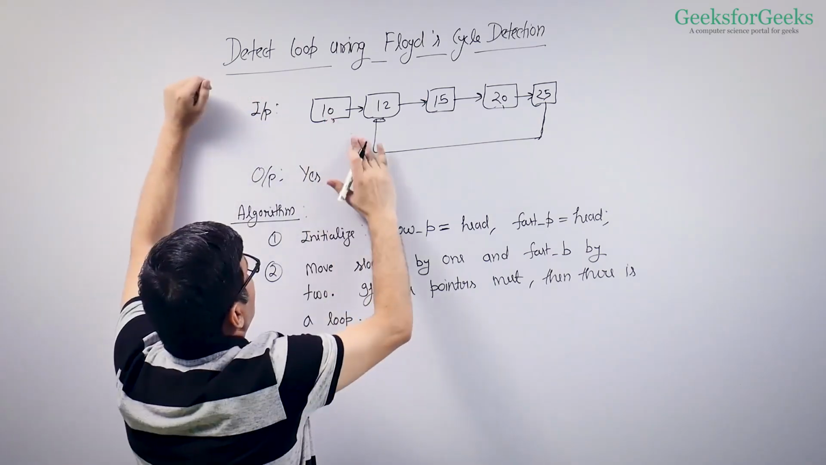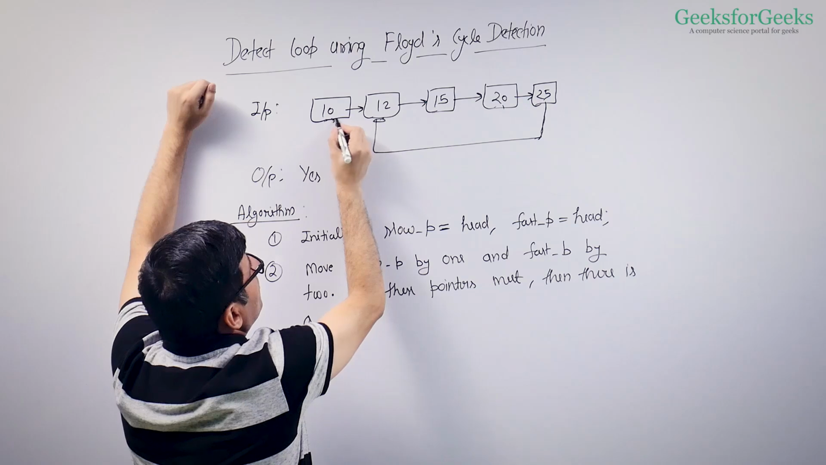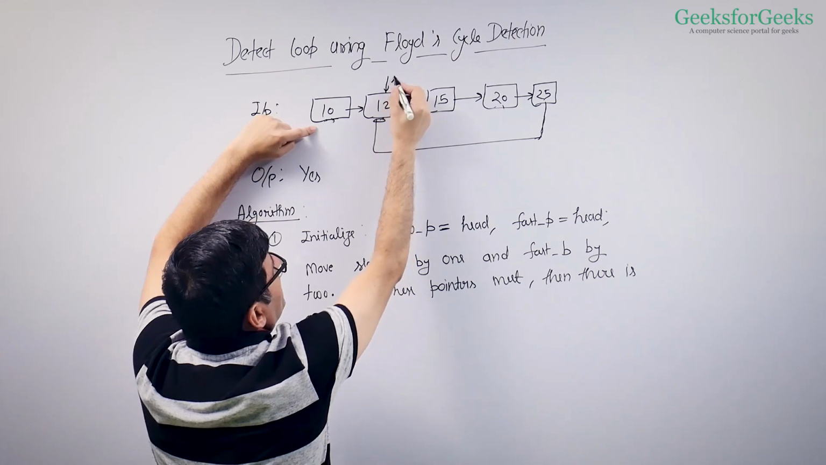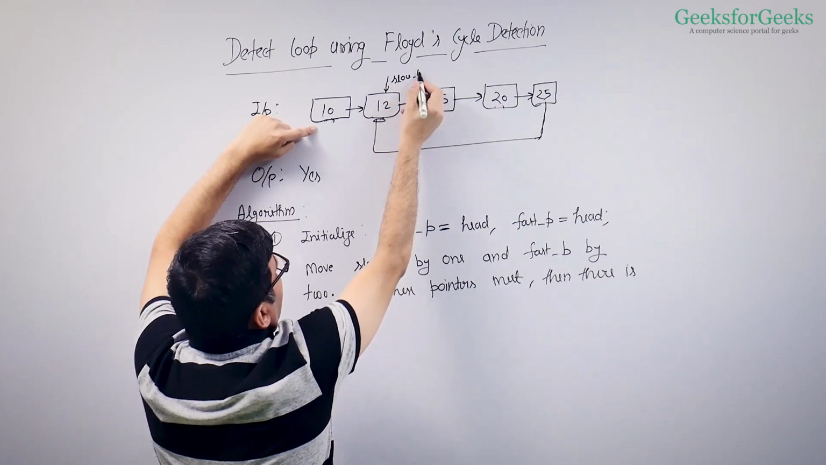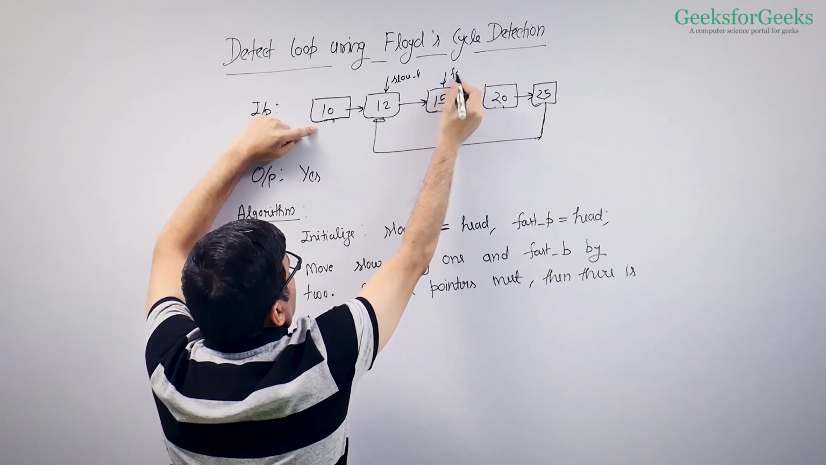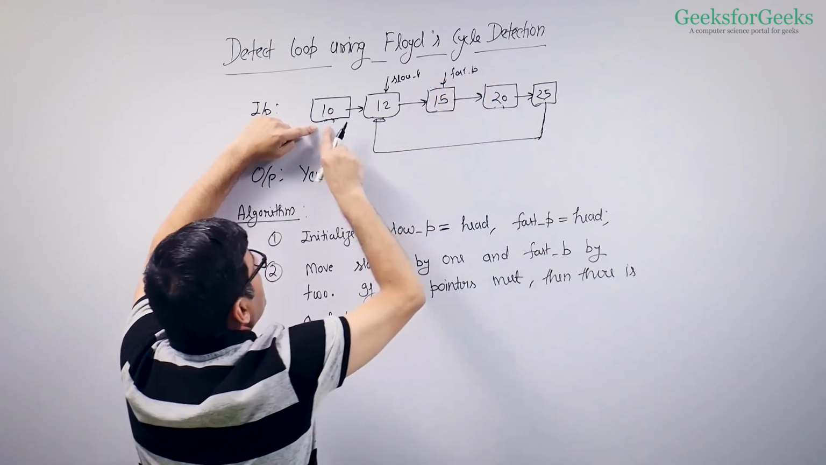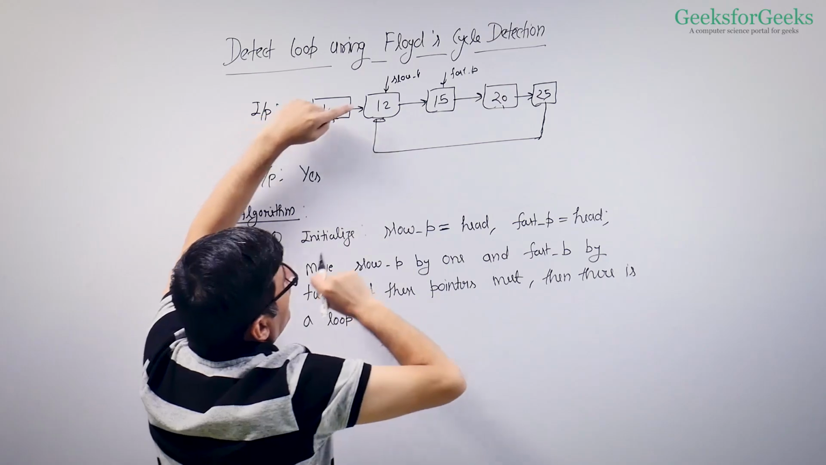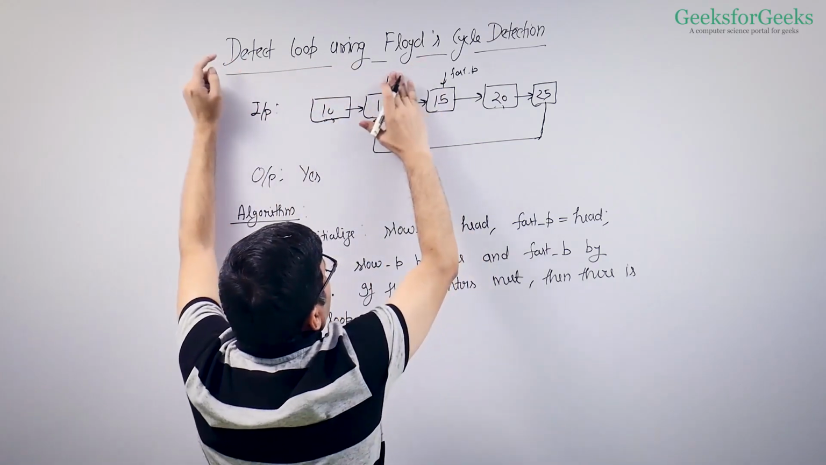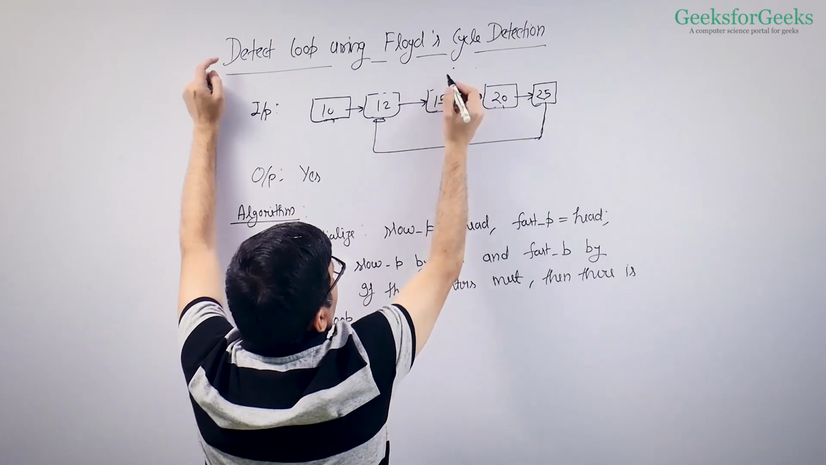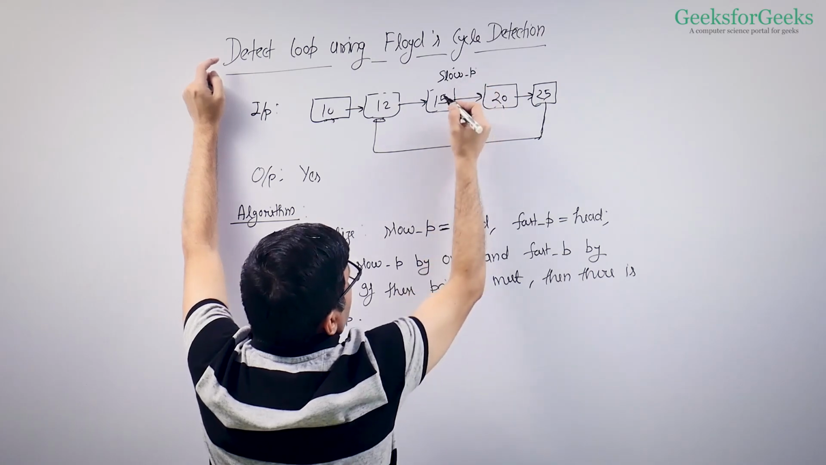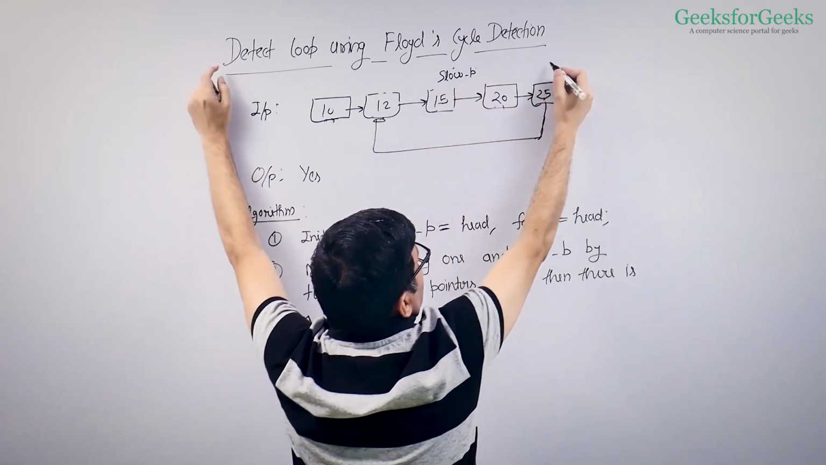So what do we mean by moving by 1 and moving by 2? So slow and fast are initially here. After one movement, slow will come here and fast will come here. Both were initially here. Slow moved 1 and fast moved 2. After the next iteration, slow will come here and fast was here, it will come here.